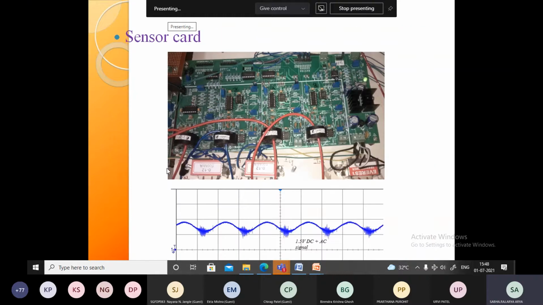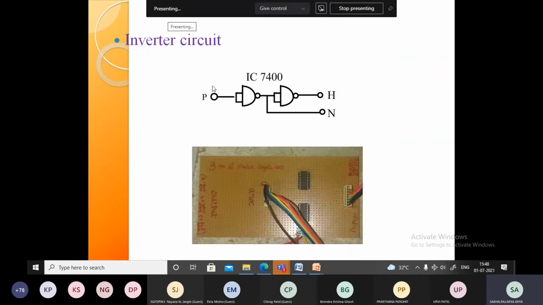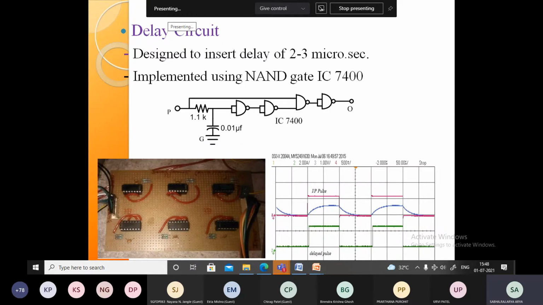We have used a sensor card here: 3 current sensors and 3 voltage sensors. Whatever local mode we have, that we have used. Also we need to invert the gate logic; for that we have used IC 7400. Then a delay circuit: between the two IGBTs of the same leg we need to put some delay. For that again we have developed a circuit based on IC 7400.